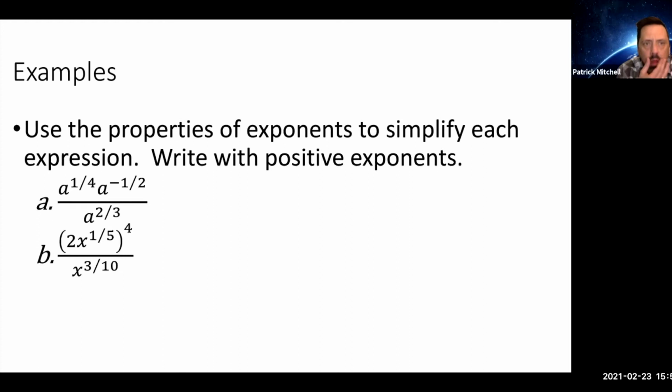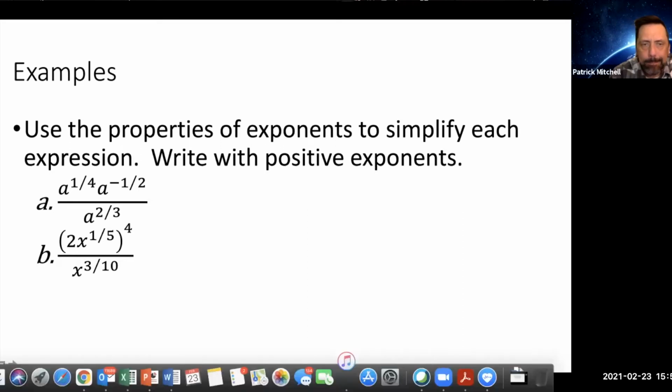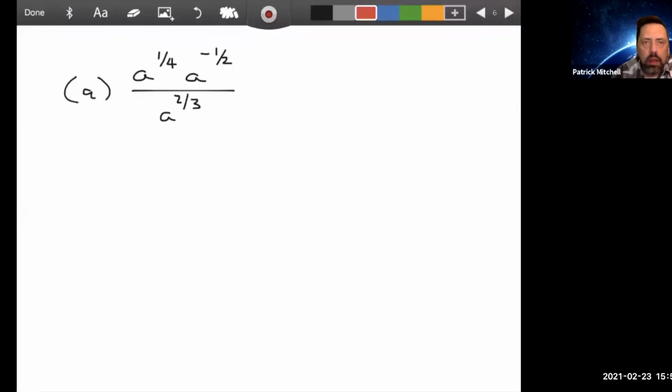Okay, I think I only have 2 of those to start with. Use the properties of exponents to simplify each expression. Write with positive exponents. So we're going to do these 2 examples to start with. All right, going back to the tablet. All right, first we have a to the power 1/4 times a to the power negative 1/2 divided by a to the 2/3.